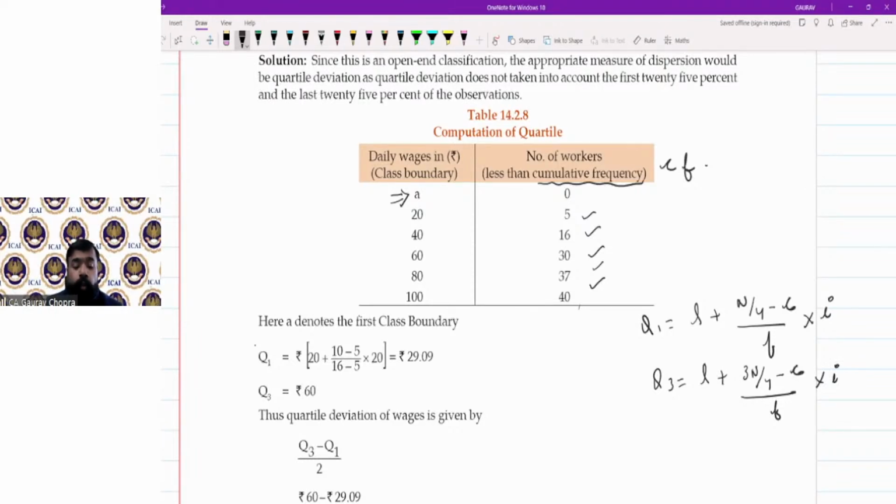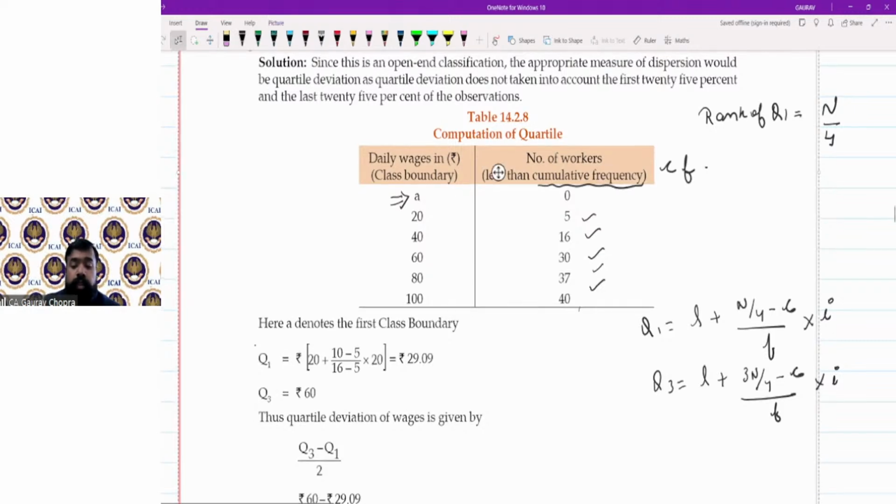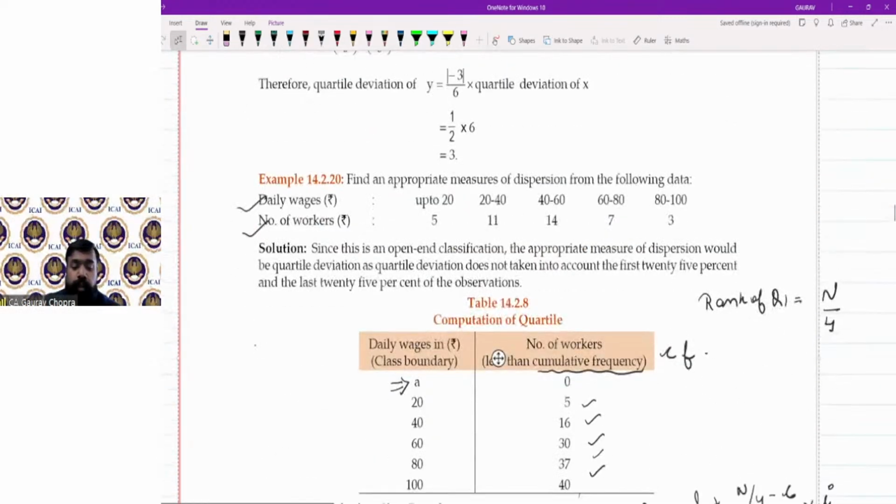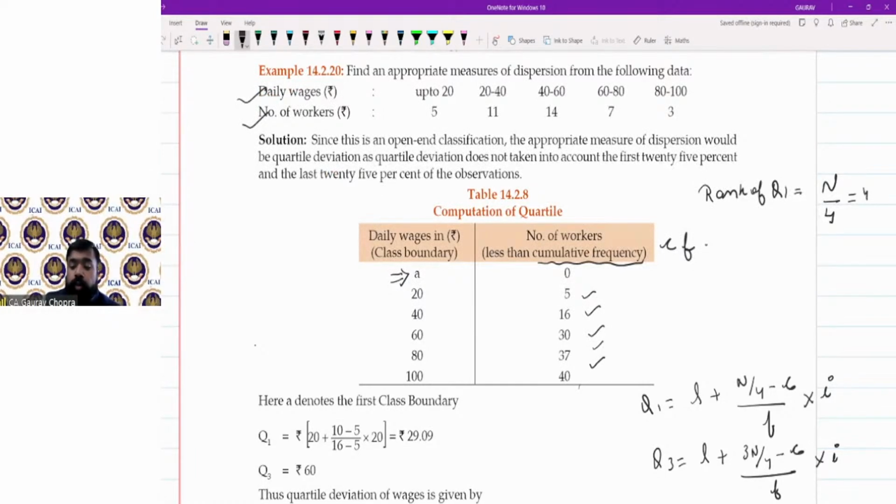Now for Q1, you require the rank. So what will be the rank of Q1 in a continuous series? In a continuous series, we use n by 4. Plus 1 is not used in a continuous series. So what is n? N was 40. Yes, 40. So 40 divided by 4 is 10. So 10 is covered in which interval? 10 will be covered in the second interval.